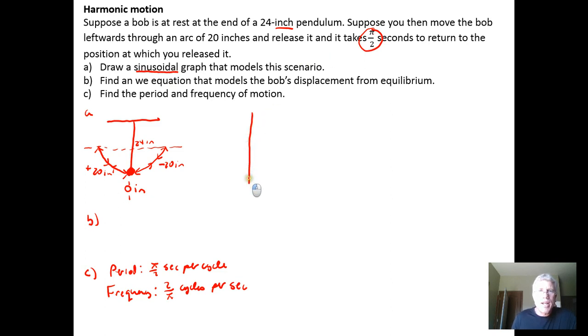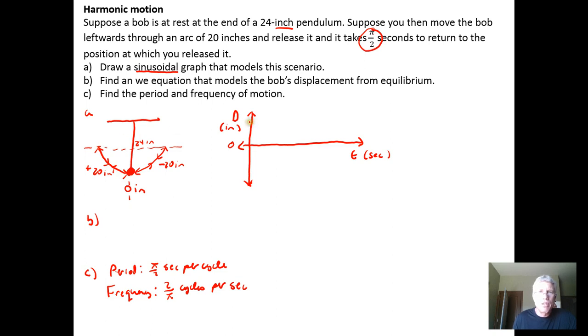So again, I'm going to have an output axis that describes my displacement as a function of time in inches. I'm going to have a horizontal input axis that represents time measured in seconds, and we'll put all our standard little features on our graph. We're displacing it from equilibrium. So the x-axis, or the equation d equals 0, is our equilibrium. We're displacing it by moving it 20 positive inches through an arc.